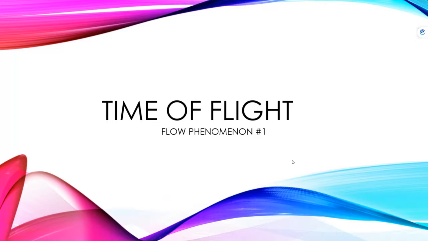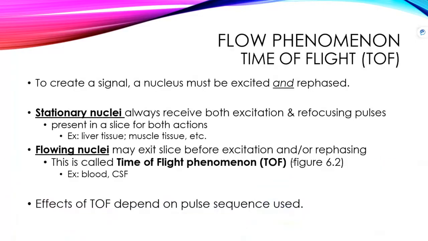Okay, so let's talk about time of flight phenomenon, which is the first flow phenomenon that we'll encounter. So in order for a nucleus or a nuclei or a spin to produce a signal, we need to be able to excite and rephase it. We've known this from day one. You got to push an excitation pulse into the body, and then you've got to rephase that pulse or those spins in order to bring them into phase and generate a really strong echo.